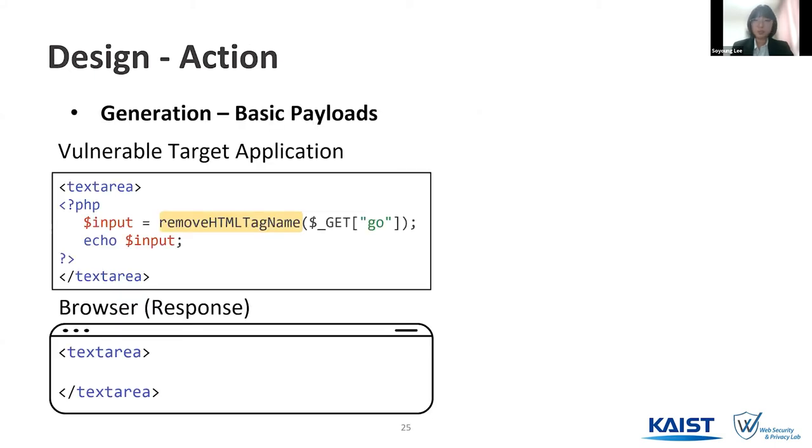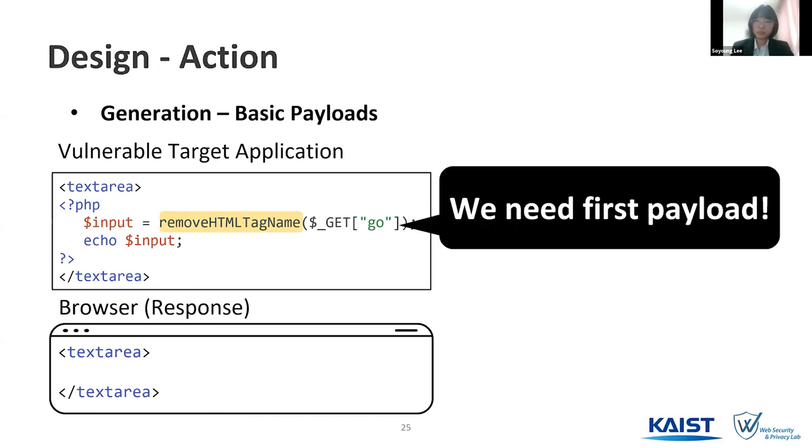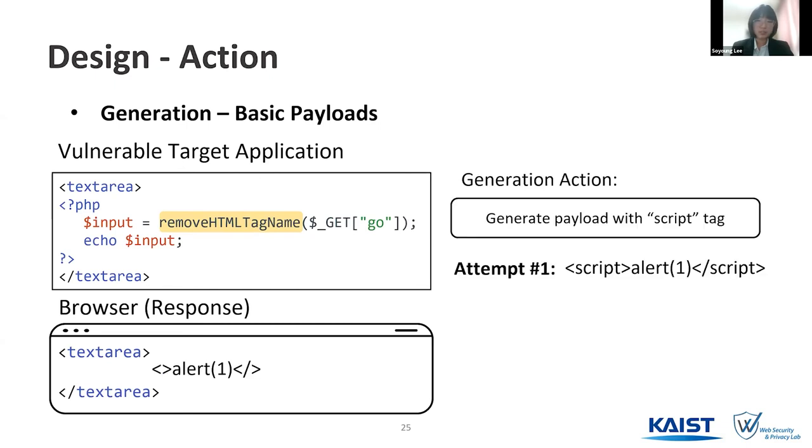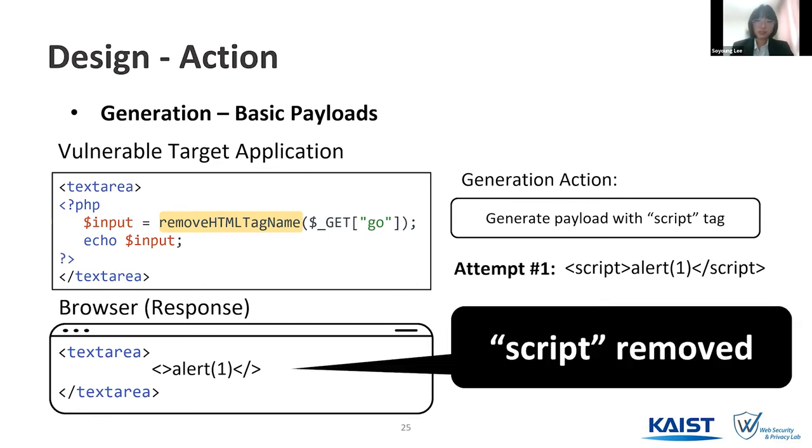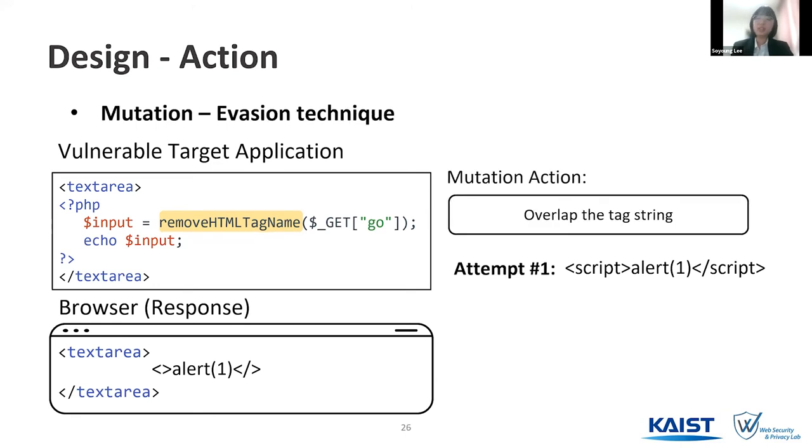Let's assume that we want to detect the vulnerability from the previous example, and we need the first payload to detect this. To this end, Link takes one of the generation actions so that it can generate a payload with a script tag. In this case, the script tag is deleted by the filter. From this information, Link knows that the payload needs to be changed. So Link can take one of the mutation actions, overlapping the text string, which is one of the evasion techniques.